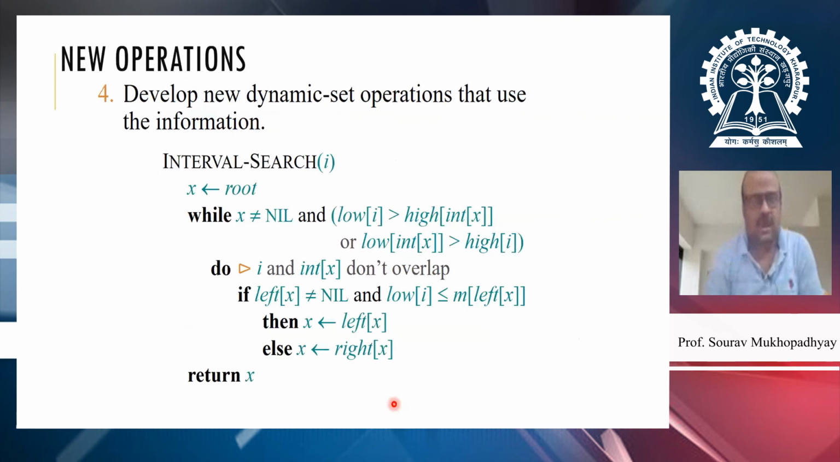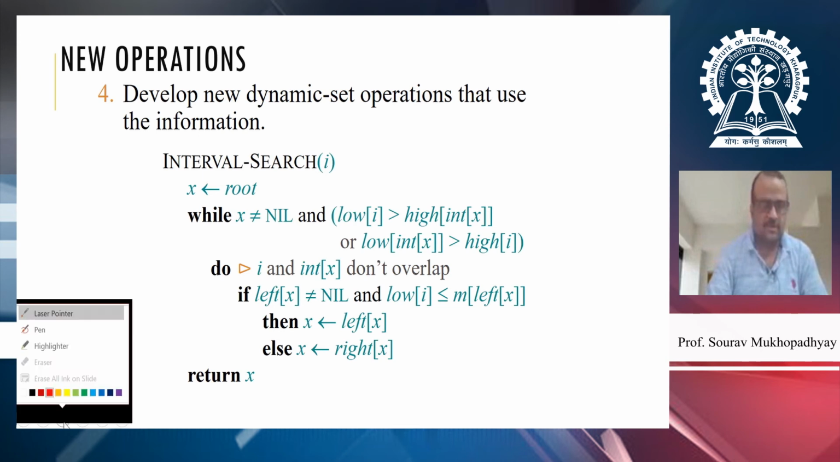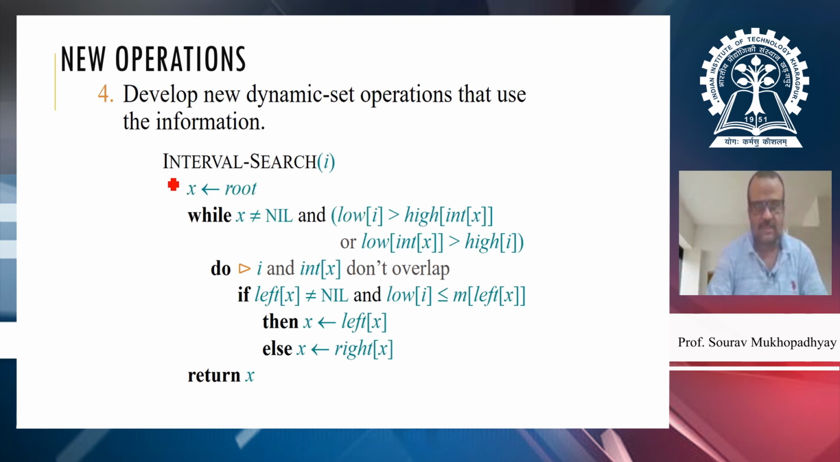Now let's go to the code, which shows why we are keeping the max over here. That will be clear from the interval search. This is the pseudo code for interval search. What is the problem? We have some intervals, and we are storing them in a red black tree keyed by the left end point, and we are putting the extra information, which is the max information of the tree rooted at that node. Yeah, this is the interval search.